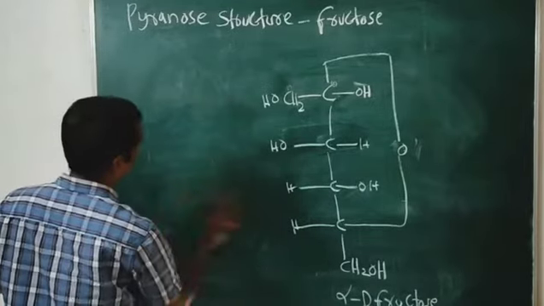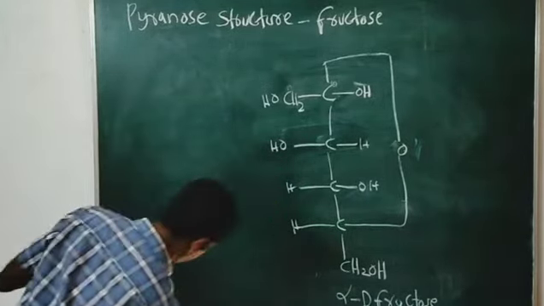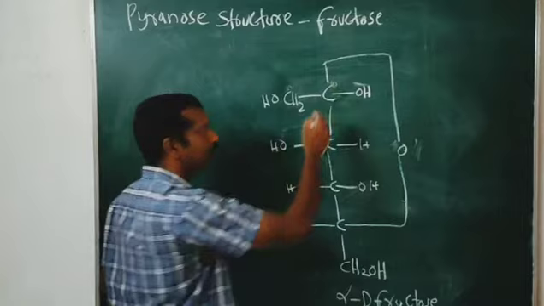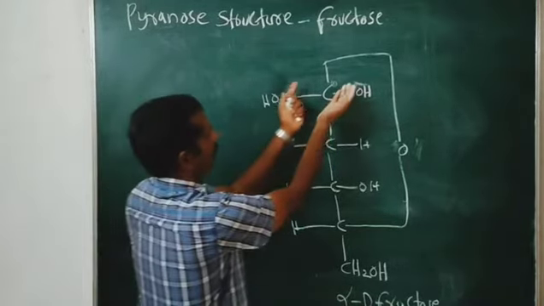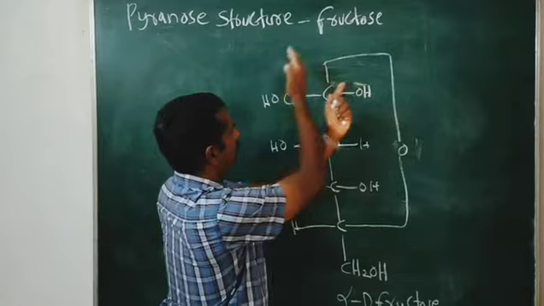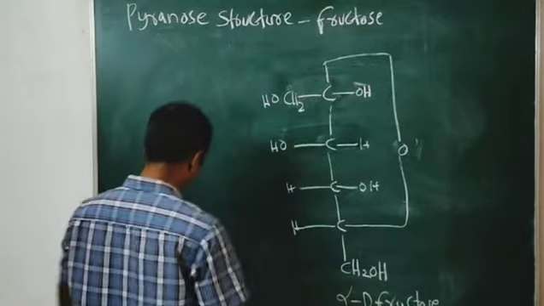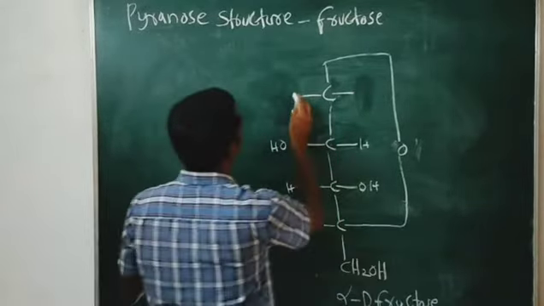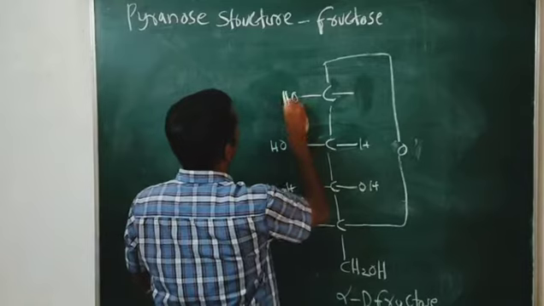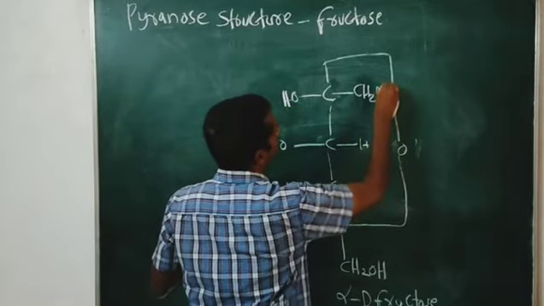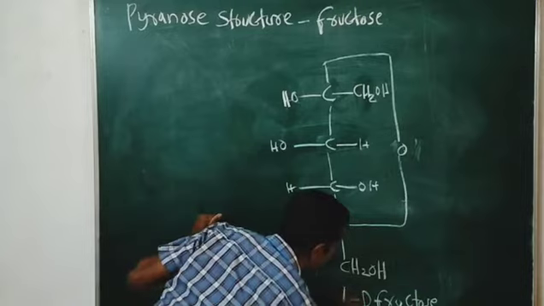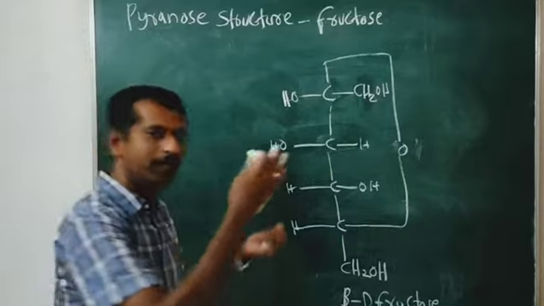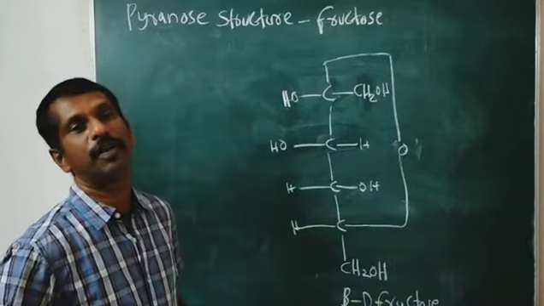Now look at here. Based on this chiral carbon, you get one more structure. What is that? The OH is coming on the left hand side, and CH2OH is going to the right hand side. So you get the structure like this. Here it is OH, and here it is CH2OH. So what is this one? This is known as beta D fructose. And how do you draw the pyranose structure for beta D fructose?